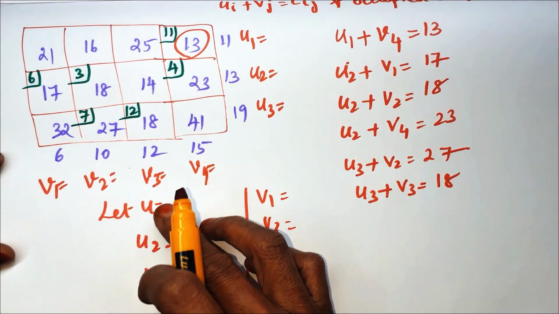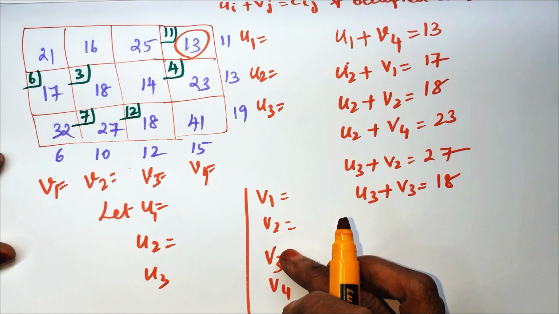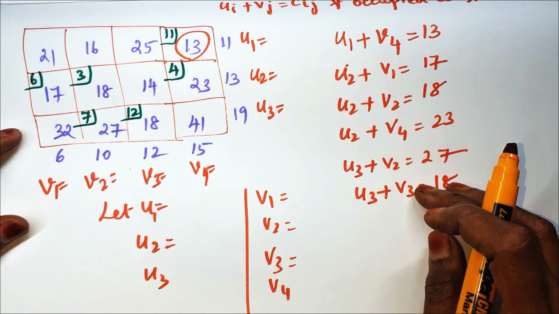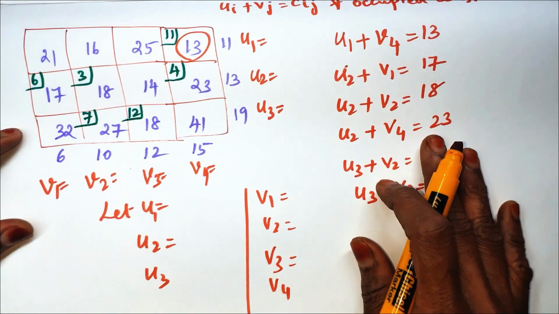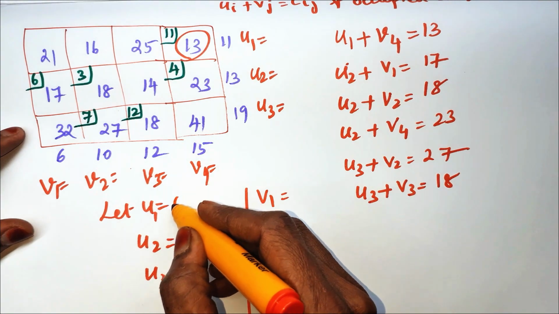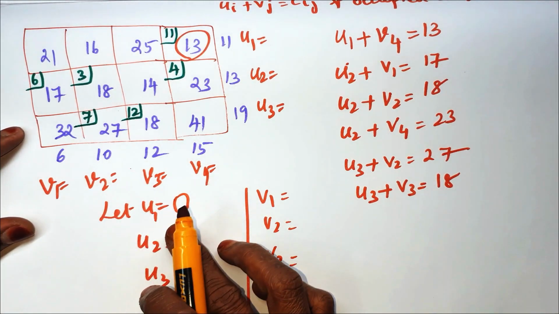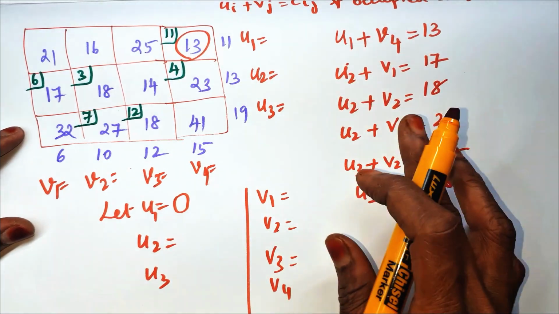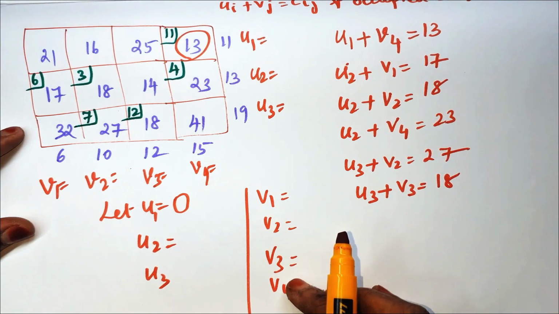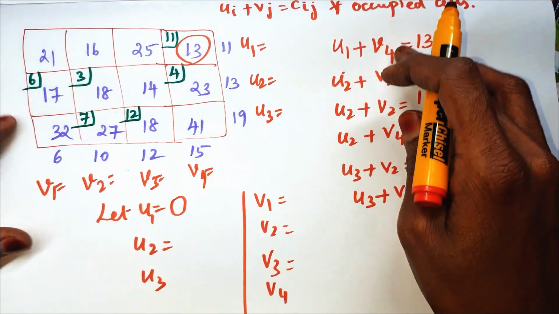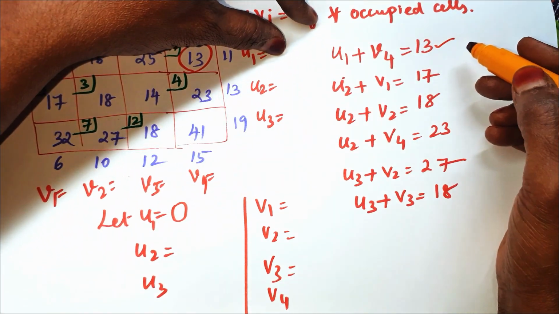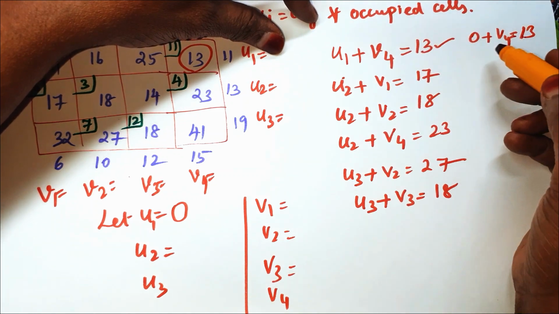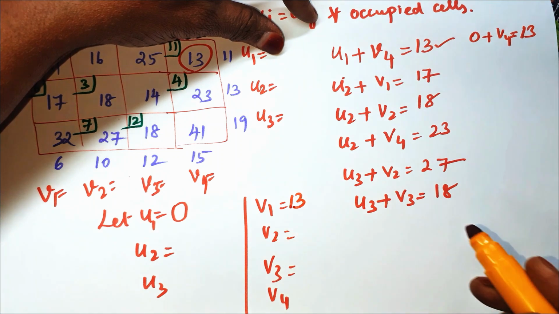So we are going to find the individual values for u1, u2, u3, v1, v2, v3, v4 using these 6 equations. For that, first we have to fix any one term as 0. Usually I will take the first value as 0, that is u1 equal to 0. Then we have to substitute successively whatever values we are getting, one by one. So let me substitute u1 as 0 in the first equation. 0 plus v4 equal to 13. So we are getting v4 as 13.